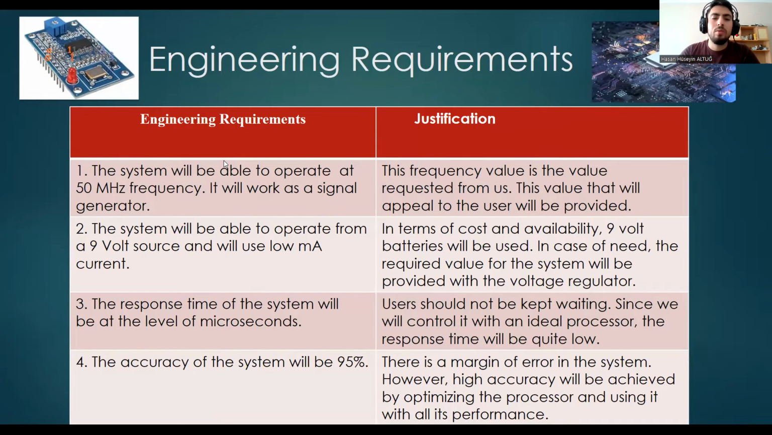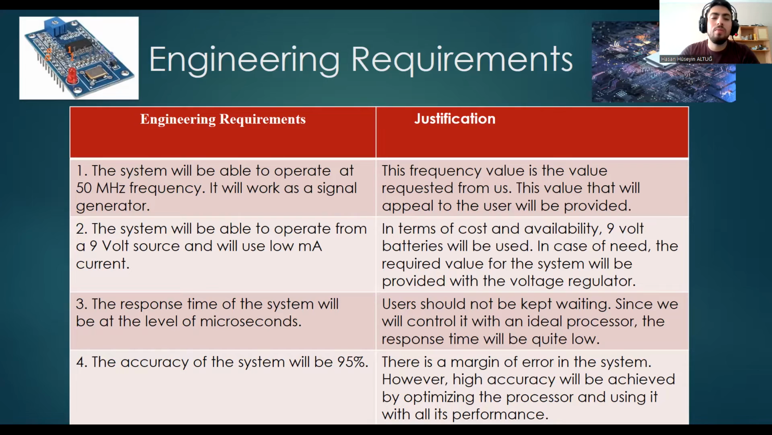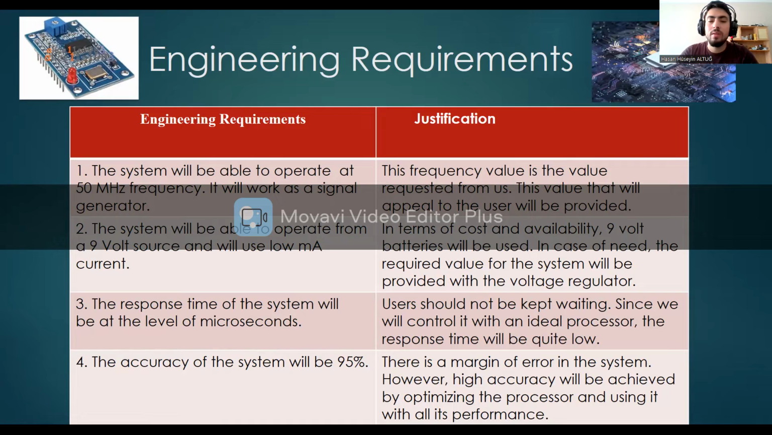The system will be able to operate at 50 megahertz frequency. It will work as a signal generator. This frequency value is the value requested from us, and this value that will appeal to the user will be provided. The system will be able to operate from a 9-volt source and will use low milliampere current. In terms of cost and availability, 9-volt batteries will be used. In case of need, the requested value of the system will be provided with the voltage regulator.